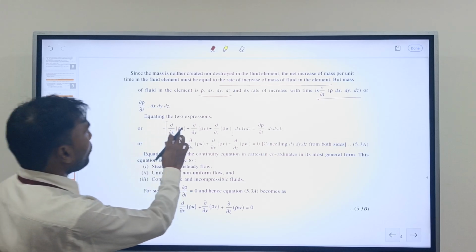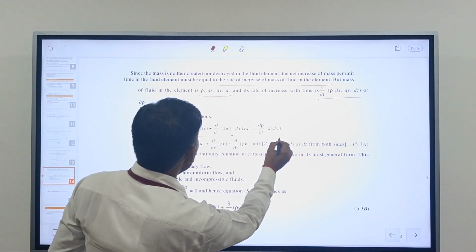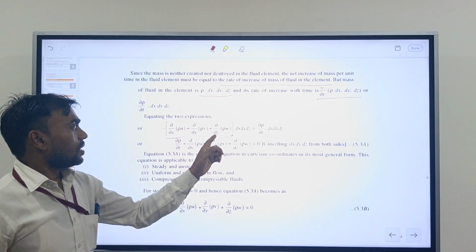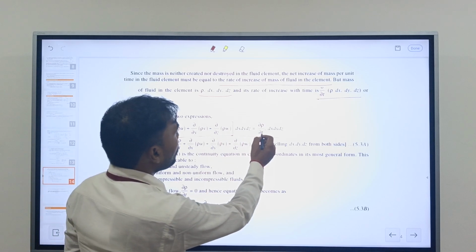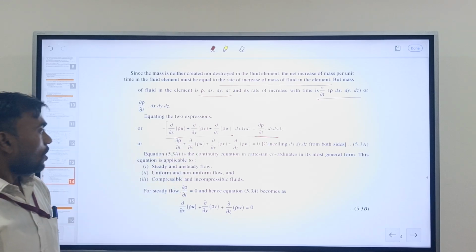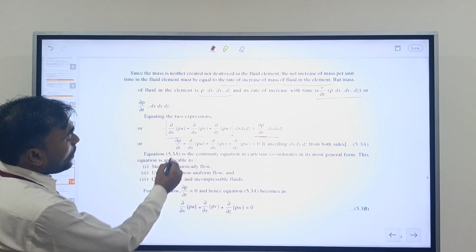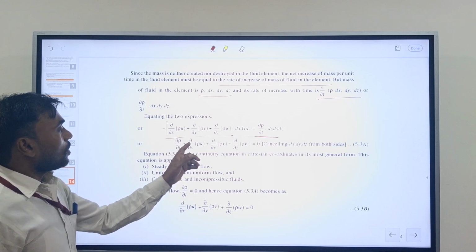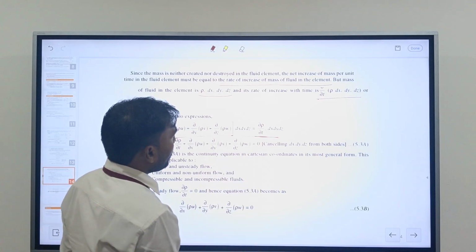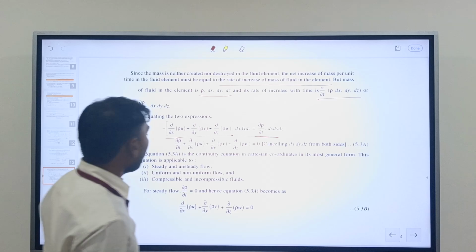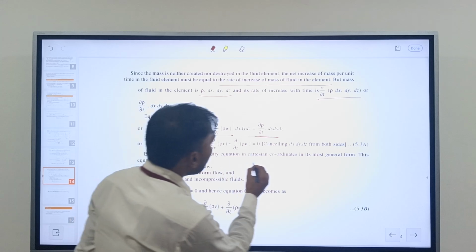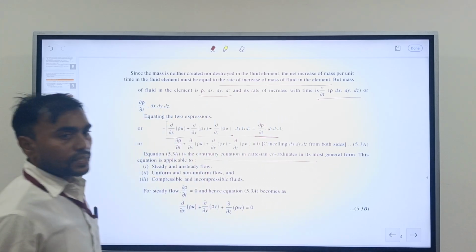So equating these two values, you will get minus of del by del x rho u plus del by del y rho v plus del by del z rho w, into dx dy dz, equal to del rho by del t into dx dy dz, and the common value will cancel out. So the final equation is del rho by del t plus del by del x rho u plus del by del y rho v plus del by del z rho w equal to 0. Now equation 5.3 is the continuity equation in Cartesian coordinates in its most general form.